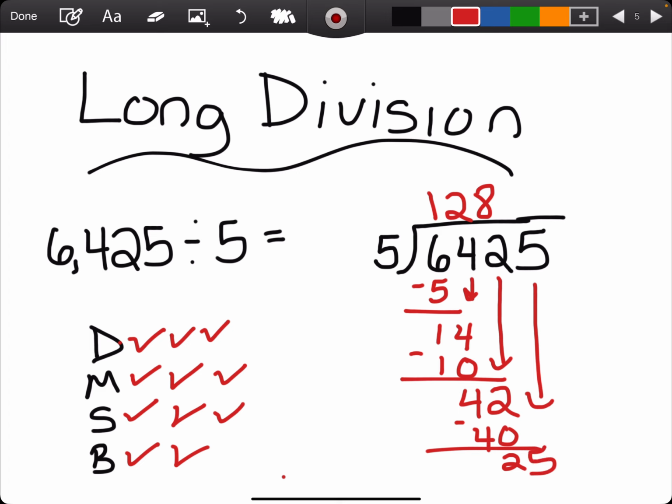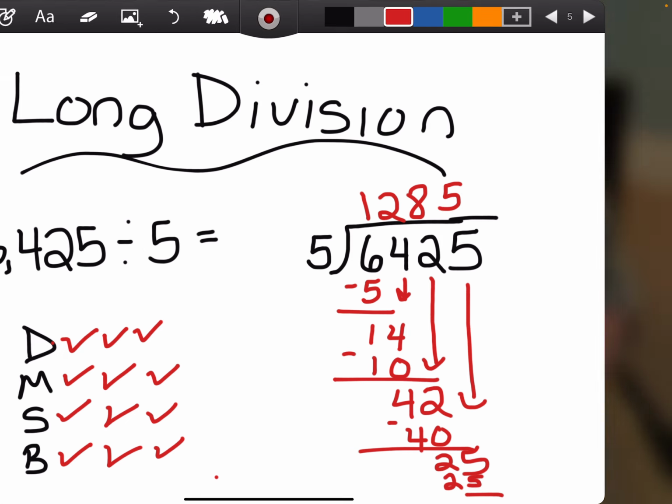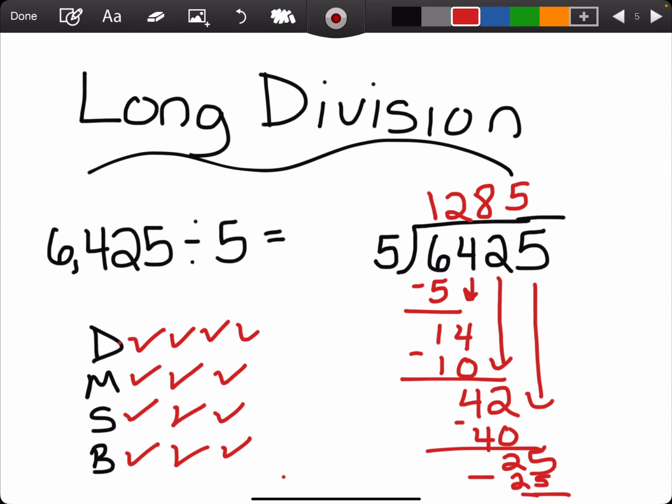Now start over. 5 goes into 25 5 times. 5 times 5 is 25. I've divided. I multiplied. I subtracted. You get 0. I can't fit the 0, but there's nothing to bring down. So your answer is 1,285. Okay, so that is an example of how to do long division.